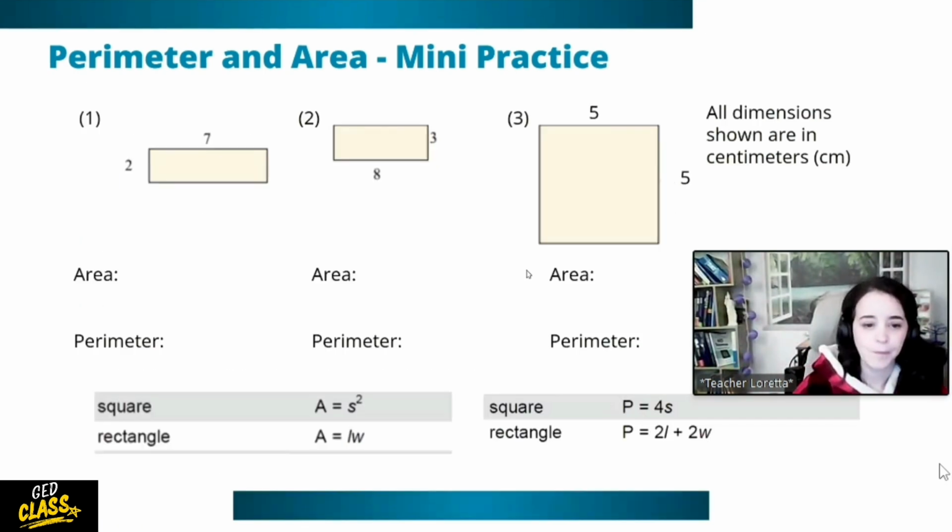Okay, so here's our little mini practice. We're going to say that all of these are shown in centimeters. So for number one, what would the area of that first one be?